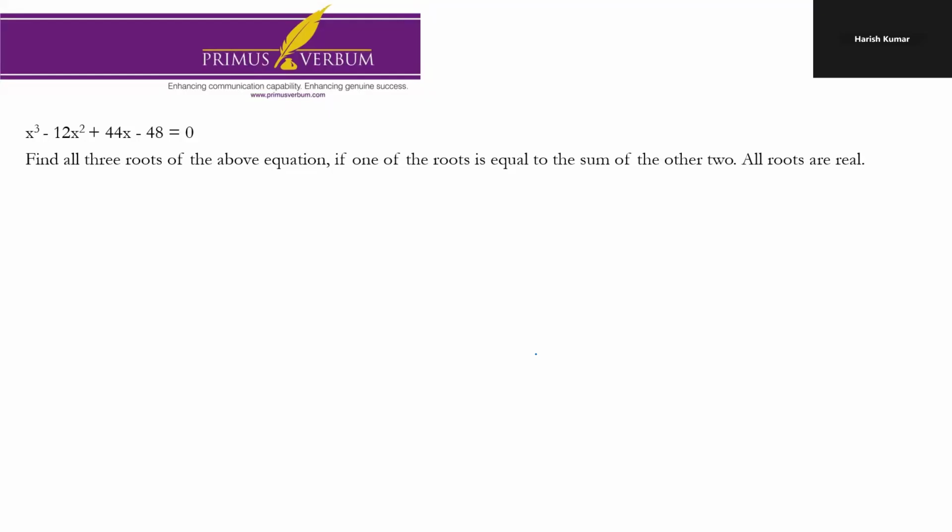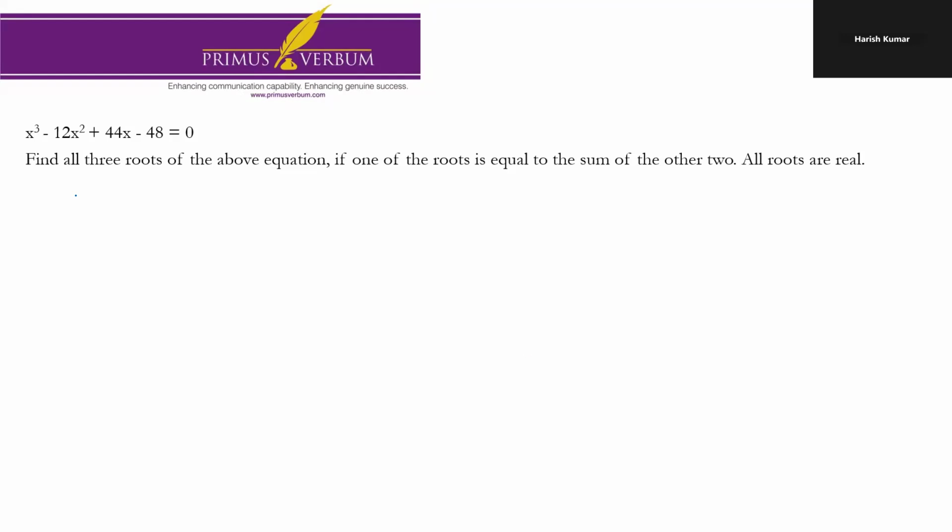Hi students, let's have a look at this equation. x cubed minus 12x squared plus 44x minus 48 is equal to 0. The instruction is to find all three roots of the above equation if one of the roots is equal to the sum of the other two. And we are told that all roots are real.